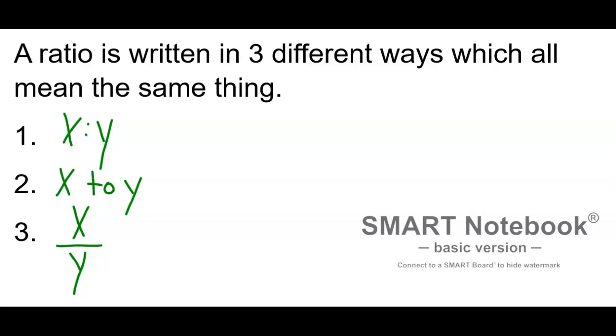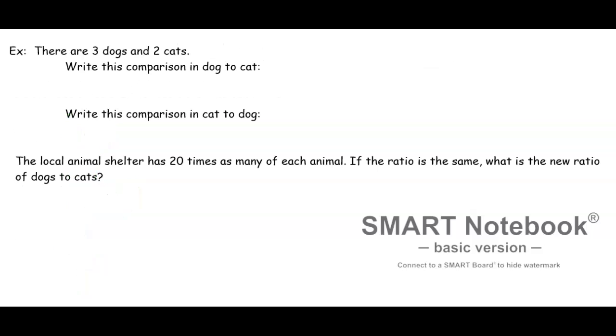So we are going to look at how we would write a specific ratio. If we're looking at 3 dogs and 2 cats, and I'm going to write this comparison in dog to cat, my dog's number would go first and my cat's number would go second. Writing the comparison for cat to dog, my cat number would go first and my dog number would go second. So what does that look like? Here would be dog to cat: 3 dogs to 2 cats.